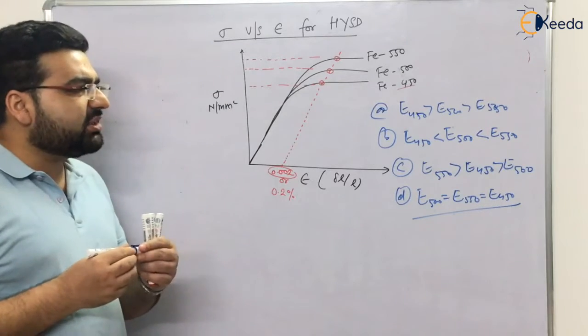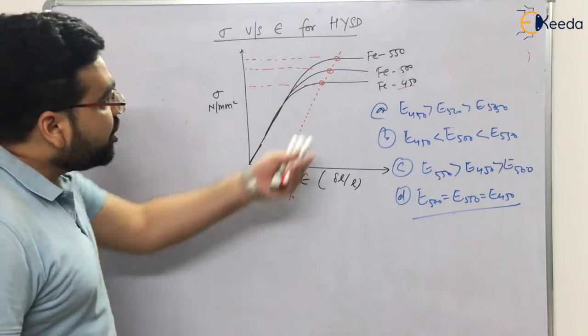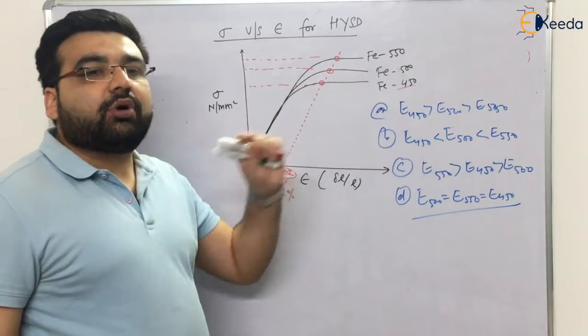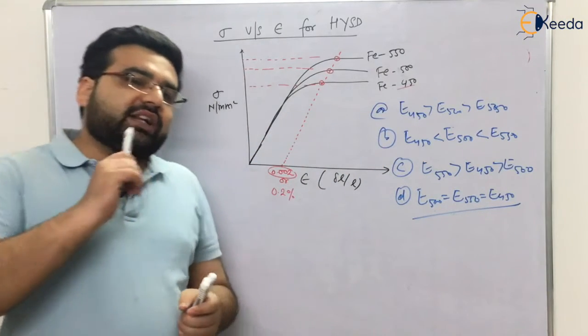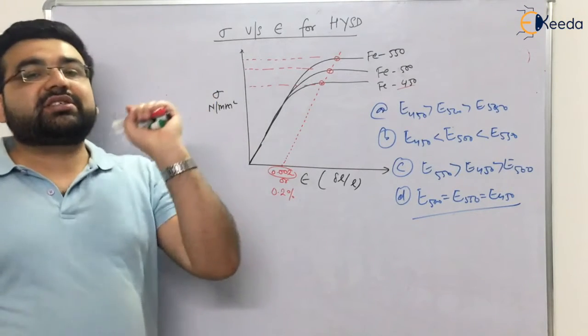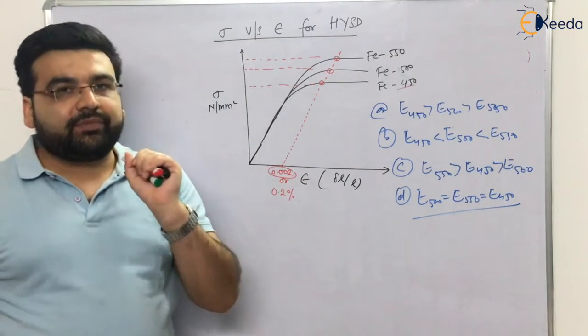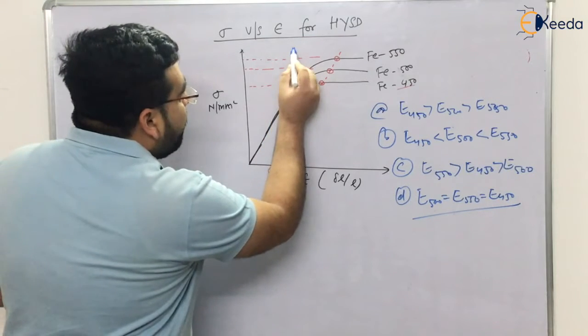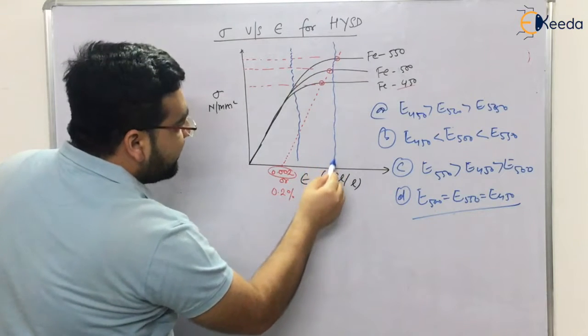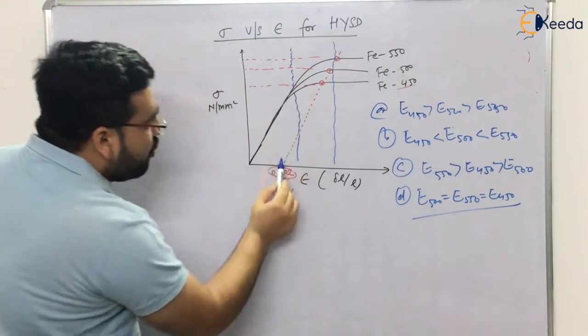So it was a theoretical question in some examination, I guess it was ES or some state PSC examination. Which of the following is correct? E is the Young's modulus of elasticity. And how do you get the Young's modulus of elasticity? It is actually the slope of the stress strain curve in the elastic limit. So you have to calculate the slope up to here. Let us say this is the elastic limit.